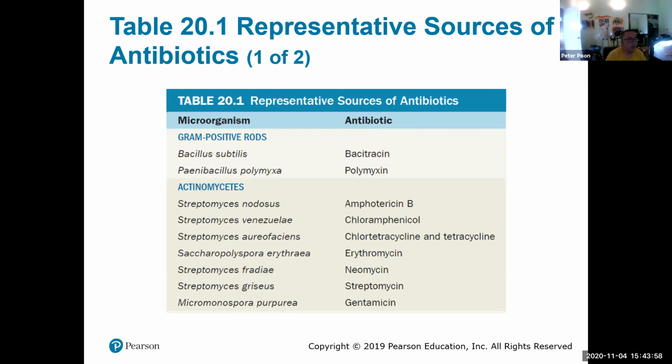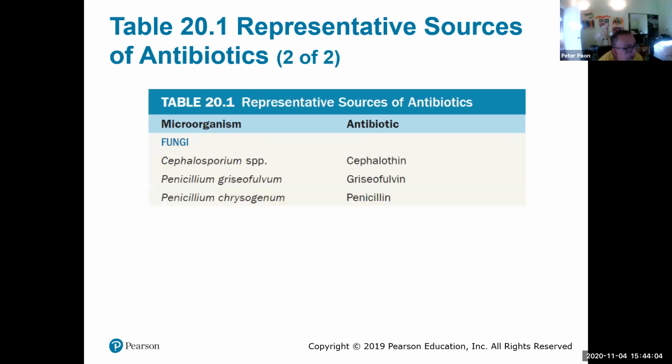Gram positive rods. So these guys you don't need to know.